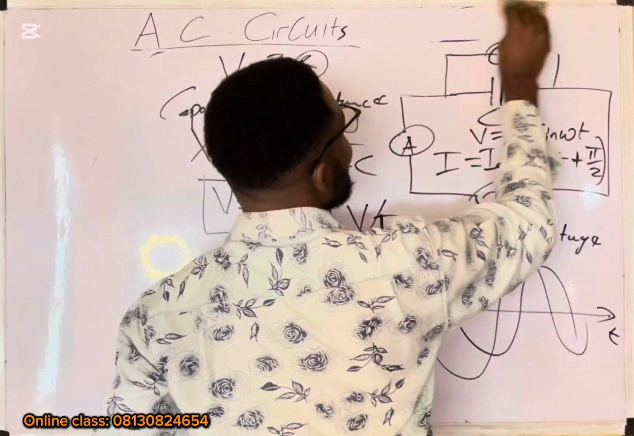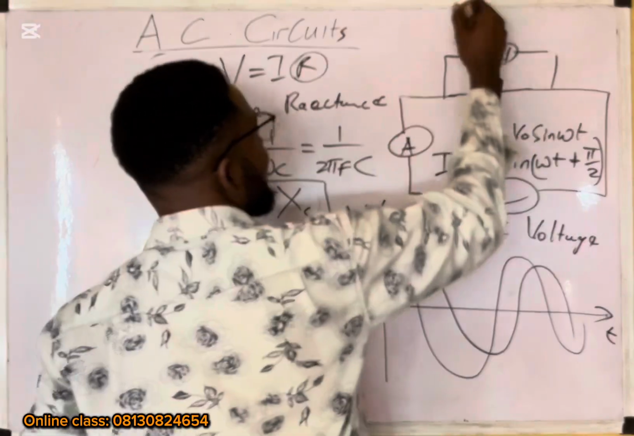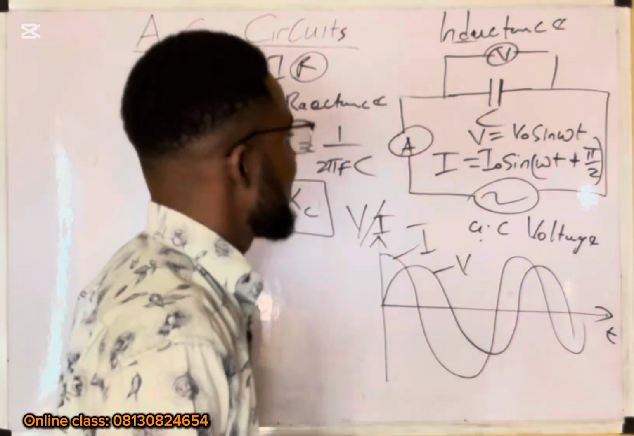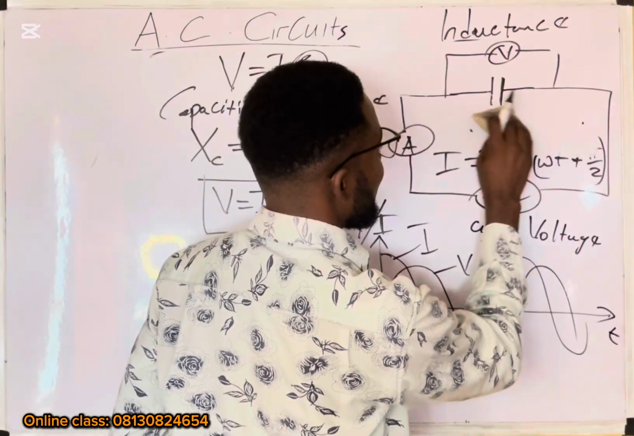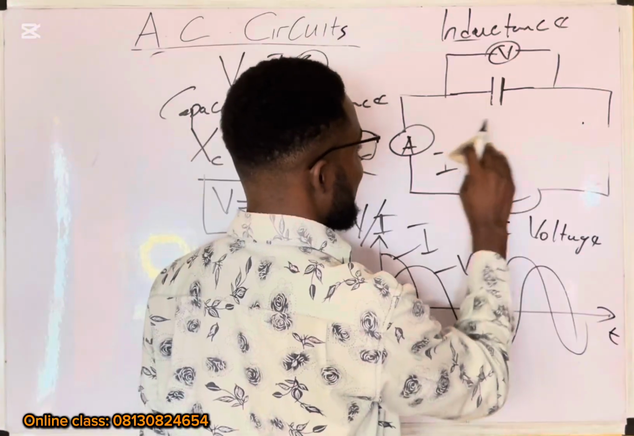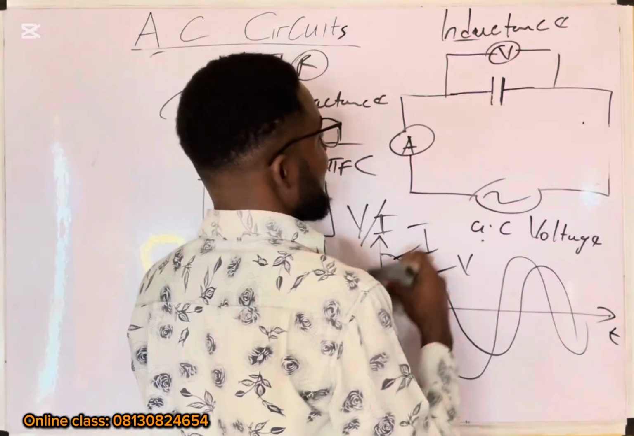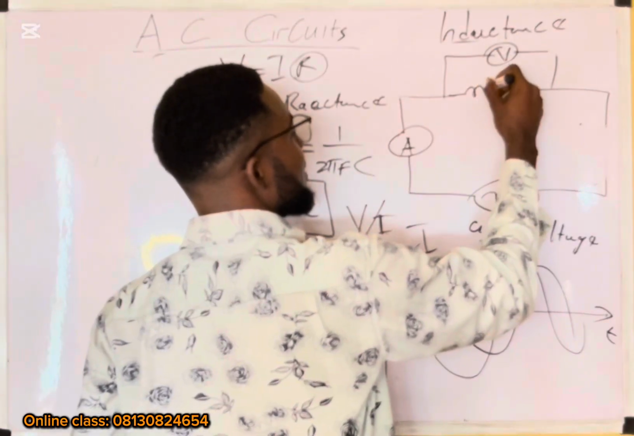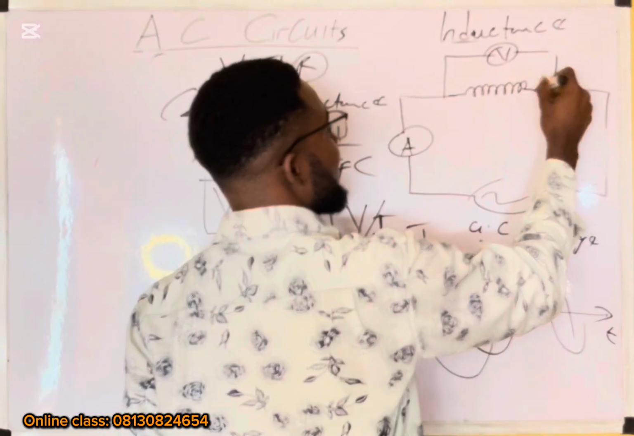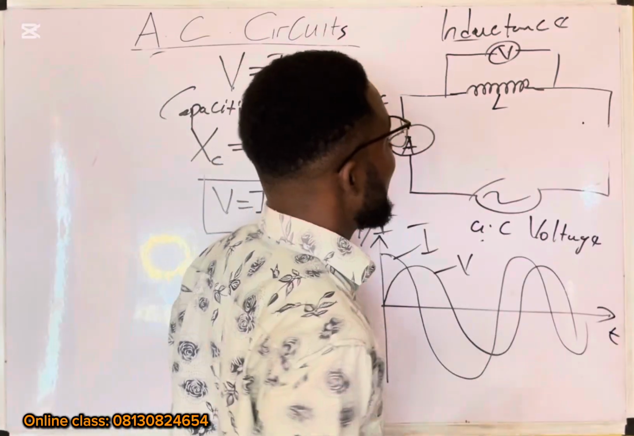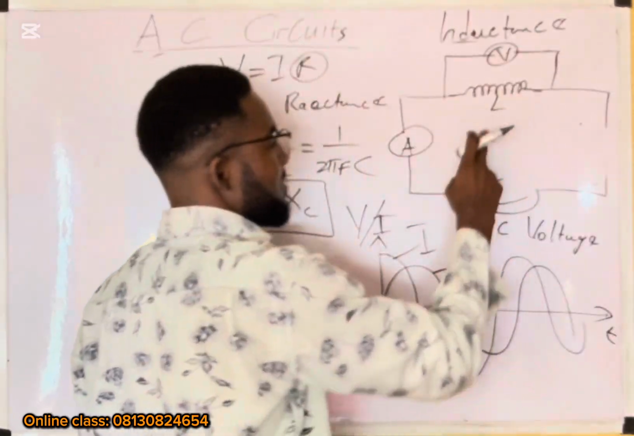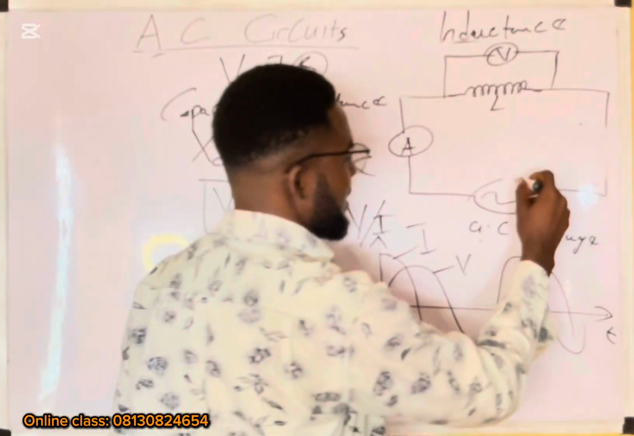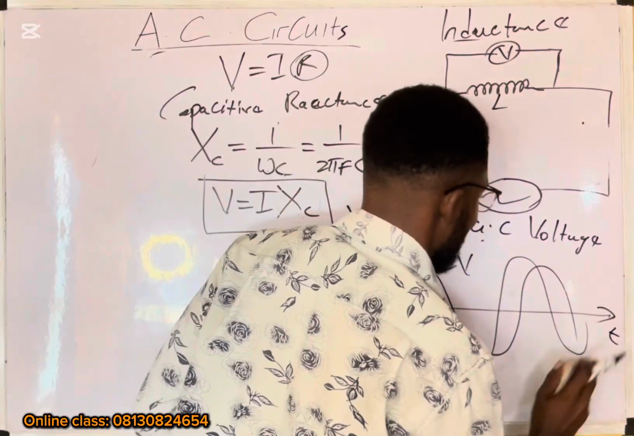Okay, let's talk about inductance in an AC circuit. I have to clean this. When we clean this, we also put the inductor. The inductor is a coil, and this is the inductor, denoted L. The inductor is measured in Henry. Just take this information down. It's measured in Henry.